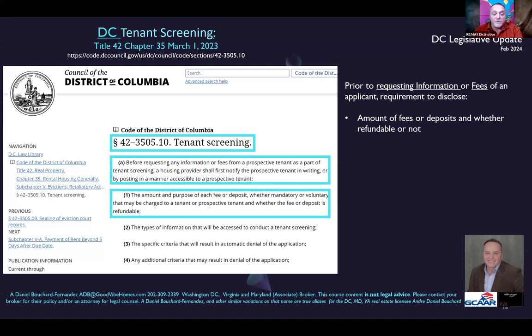So generally speaking, we usually say that the deposits are not refundable. That's a fee that's applied, and we must state that in writing to the tenant before. The application fees are not refundable.